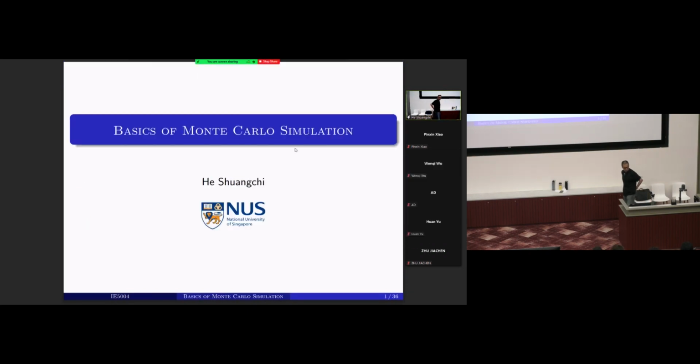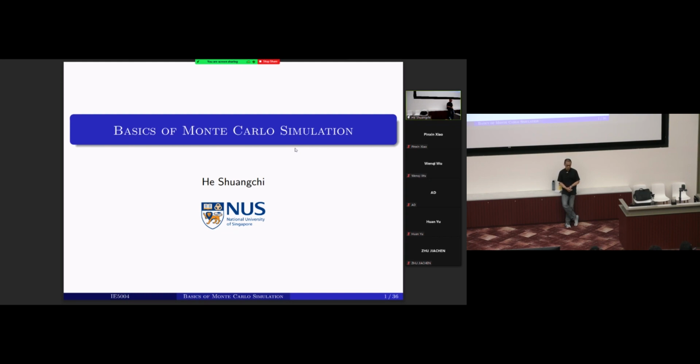Okay, so let's start a new topic. It's about simulation, the basics of Monte Carlo simulation. First, what is simulation? I think all of you may have some idea about simulation. Simulation means that if we wish to study a system, it could be too expensive for us to build such a system, even a simplified one.